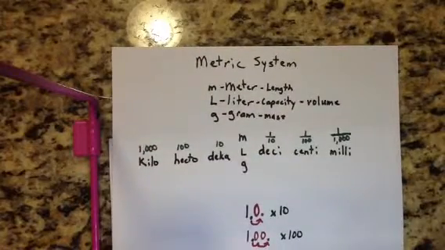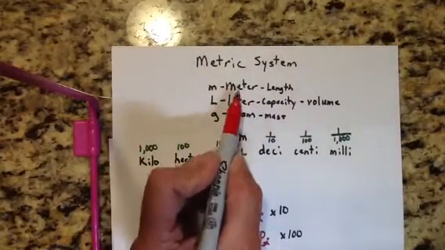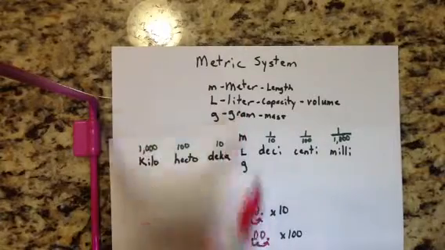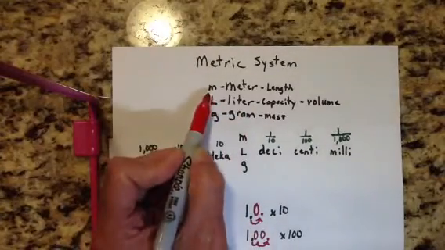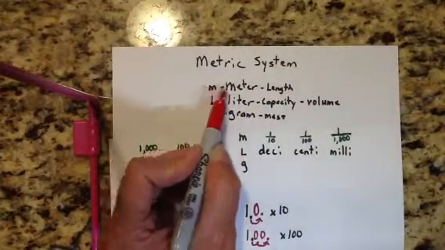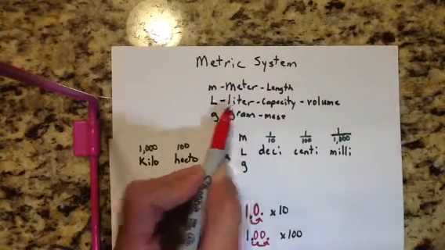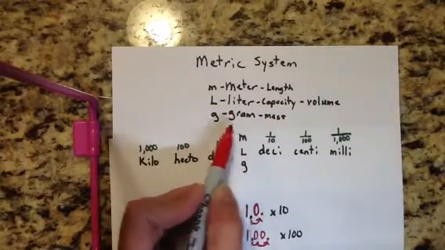All right, let's look at the metric system. In the metric system, we have the meter, the liter, the gram as our basic units. And these are their abbreviations: a lowercase m for meter, capital L for liter, and lowercase g for gram.